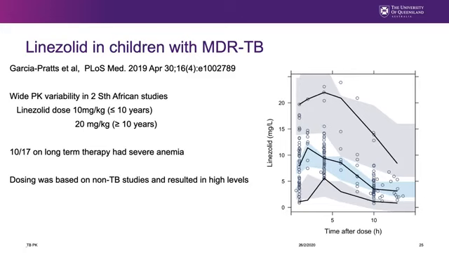Of those on long-term therapy, most of them had severe anemia. And what it turned out was in this case that, again, you can see significant inter-patient variability, but we probably don't need as much dose in these South African children as we did in the other non-TB cohorts. So it was suggested that we could probably lower the dose of linezolid in MDR TB in children. So that was an important finding.